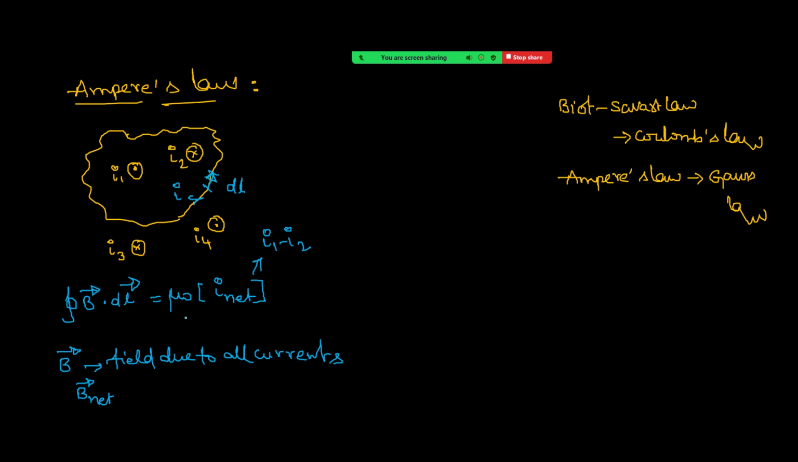Okay. This is Ampere's law, also known as Ampere's circuital law. The circulation, or closed integral of B bar dot dl bar, is equal to mu naught times the net current passing through the surface bounded by this loop. While taking this net current, you need not take the currents which are outside, only inside. But B bar is due to all currents.